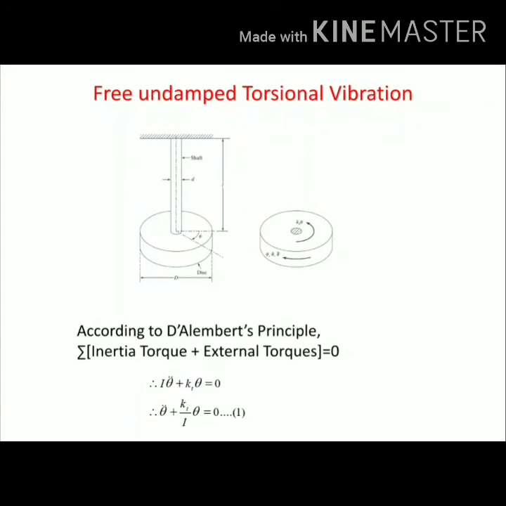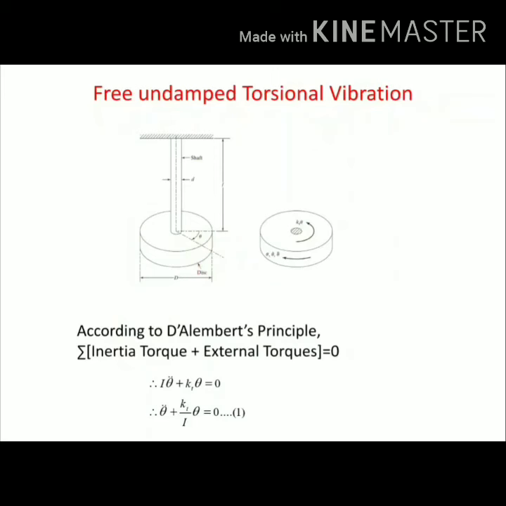Free undamped torsional vibration system. See the figure. Here a disc is suspended on a shaft with negligible mass. So undamped vibration means there is no damper provided to the system. Torsional vibration: when you give a small angular displacement theta to the disc, it oscillates about the axis of the shaft. So this is known as torsional vibration.